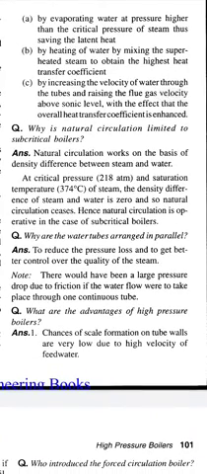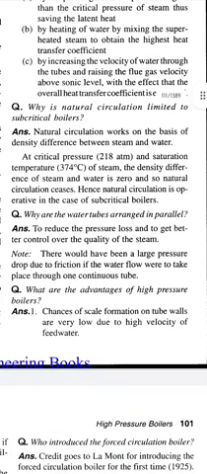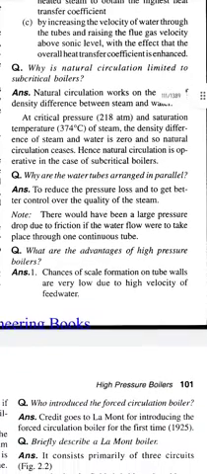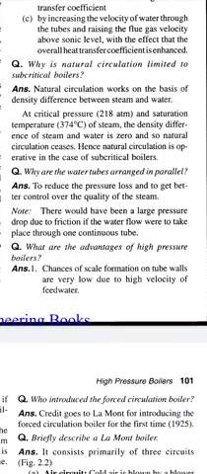Question: why are the water tubes arranged in parallel? To reduce the pressure loss and to get better control over the quality of steam. Note: there would have been a large pressure drop due to friction if the water flow were to take place through one continuous tube. Question: what are the advantages of high pressure boilers?